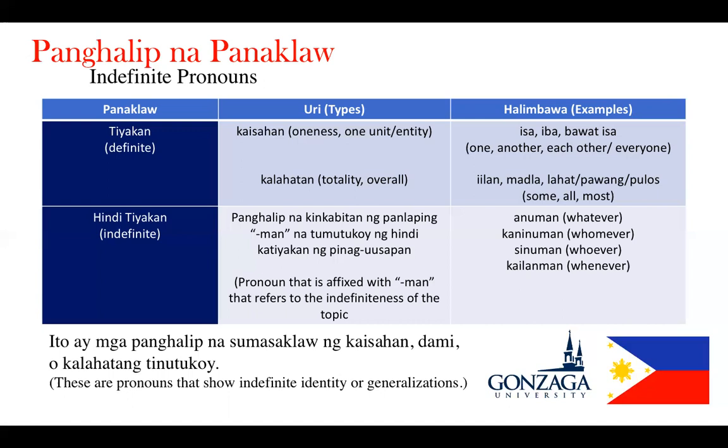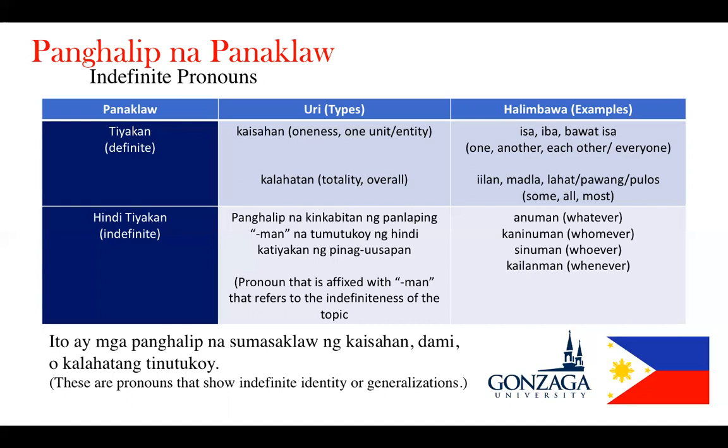Okay? These are the pronouns in which you can see the man suffix. Okay? It's affixed with man. So if you say anuman, that means whatever. Okay? Example, if you say anuman ang mangyari, sasabayan kita. Sabayan means join or go together with someone. Okay, so you say, whatever happens, I'll join you or I'll go with you.